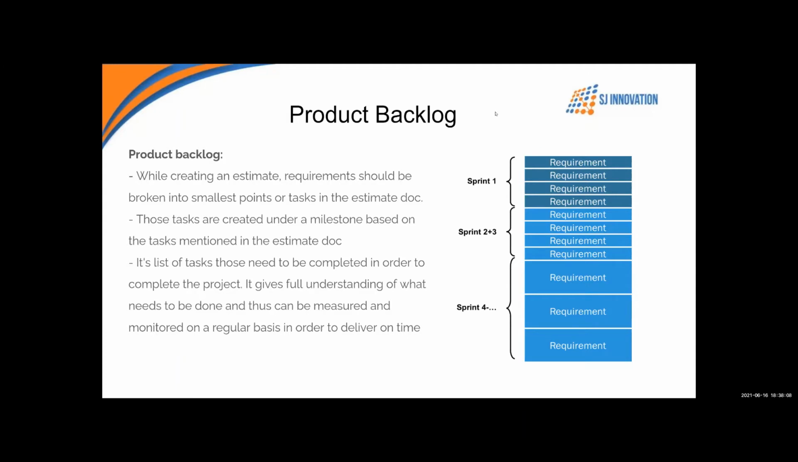And if by any chance we fail to finish one task, we need to make sure the next 2-3 tasks we complete very quickly, so that we can balance it and finish all the tasks in the time that we promised. So this is about the backlog.